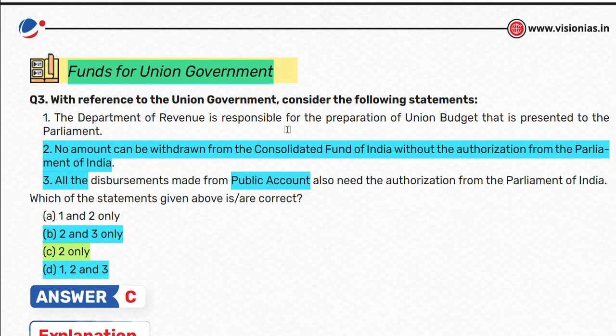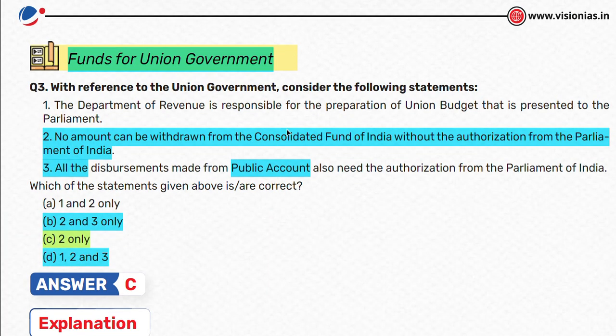Now the third question is from the funds for the Union government. Let us see. With reference to the Union government, consider the following statements. The Department of Revenue is responsible for the preparation of the Union Budget that is presented to the Parliament.